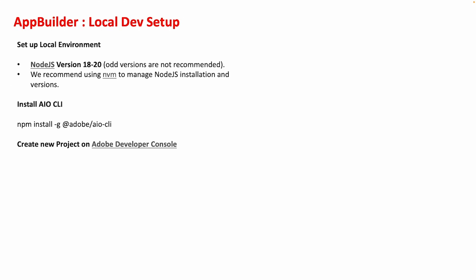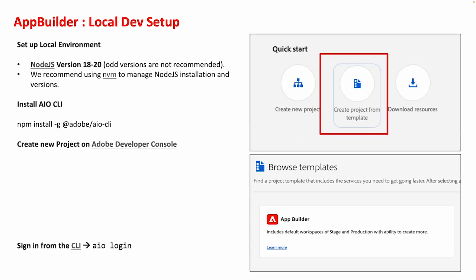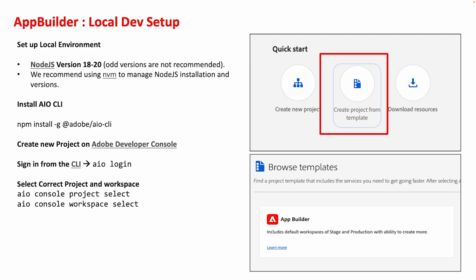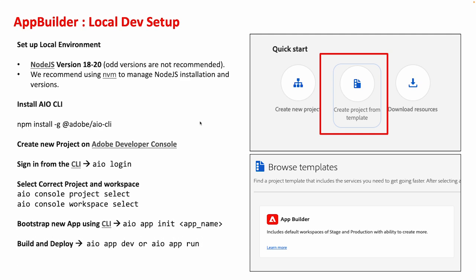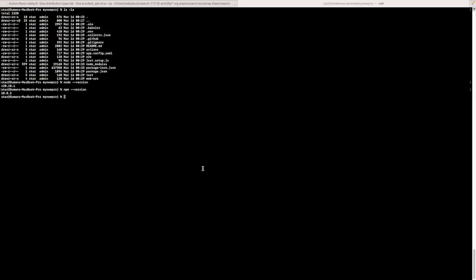First thing, before starting the development, you have to make sure you have installed Node.js version between 18 to 20. Then you have to install the Adobe aio-cli Node.js package, and then you have to log into the Adobe Developer Console and create a project. Let's see those steps one by one.